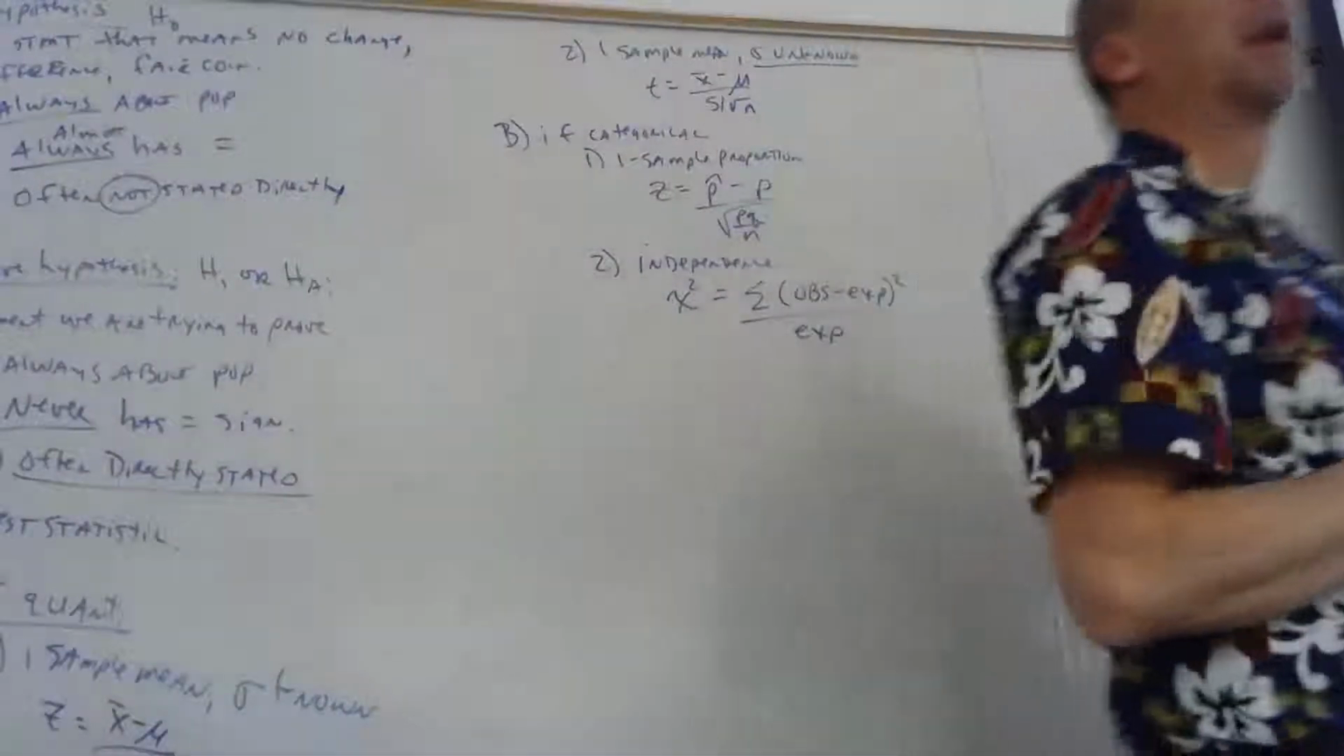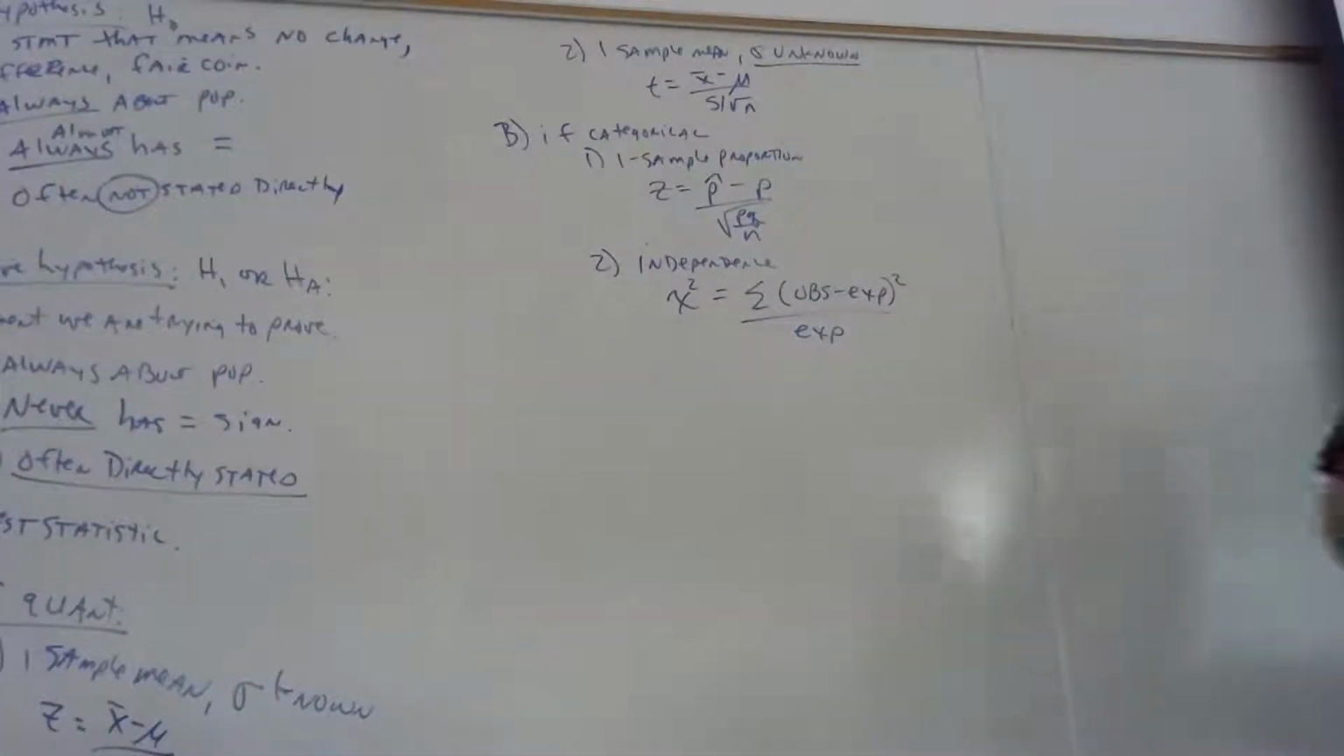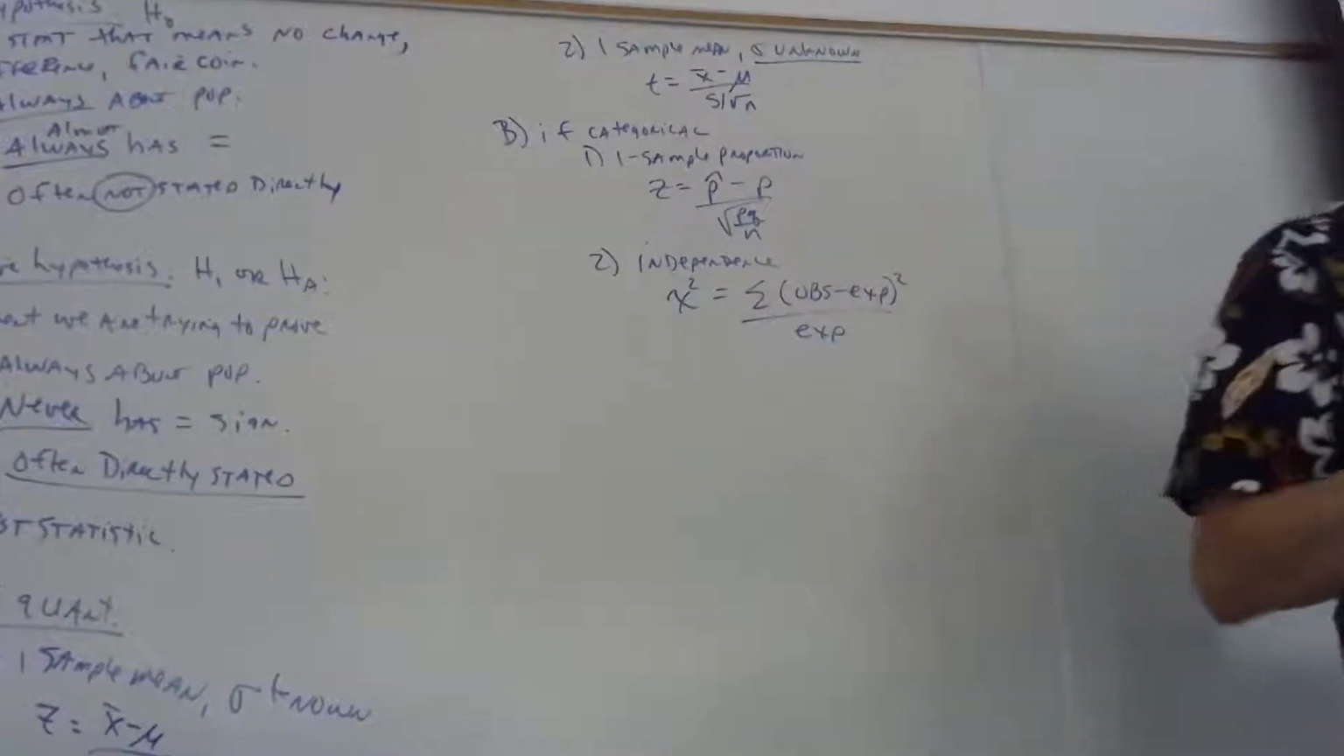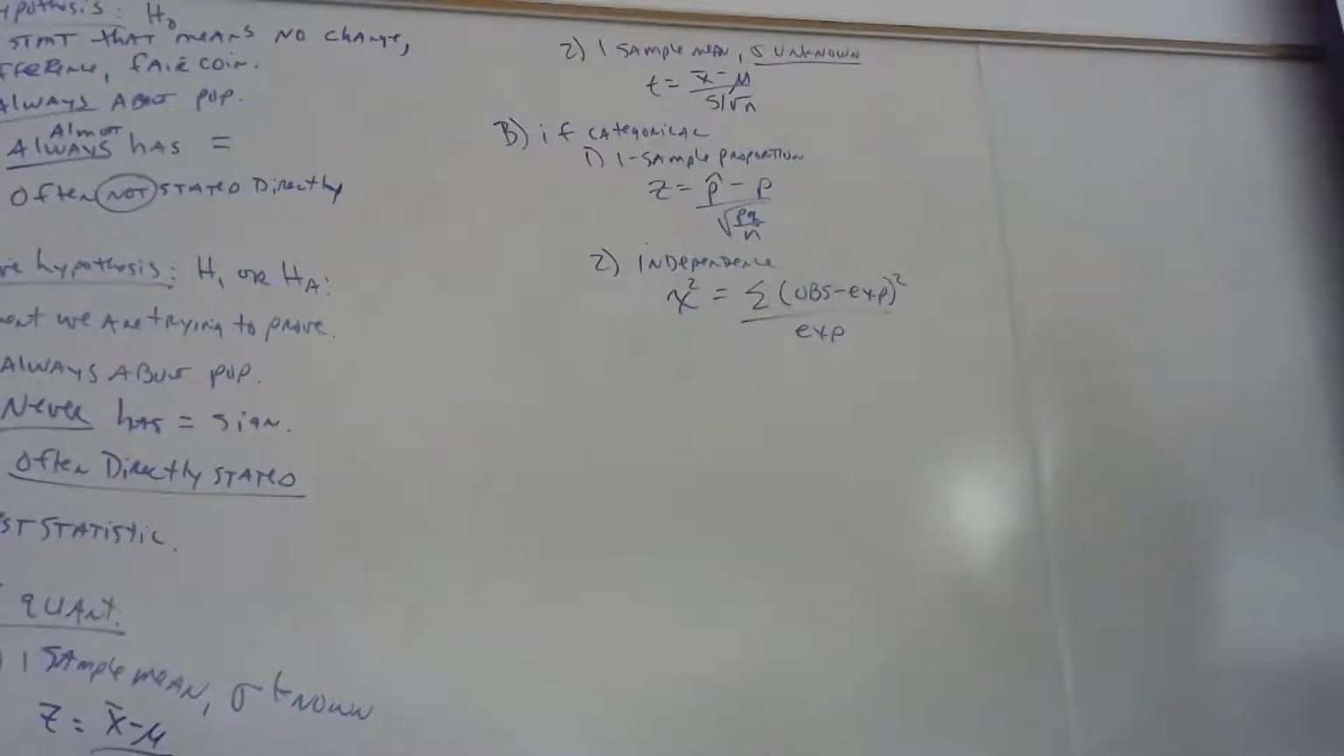Yes? What's in the square root for the equation? P times Q divided by N. PQ over N. We'll explain that one in a few chapters.